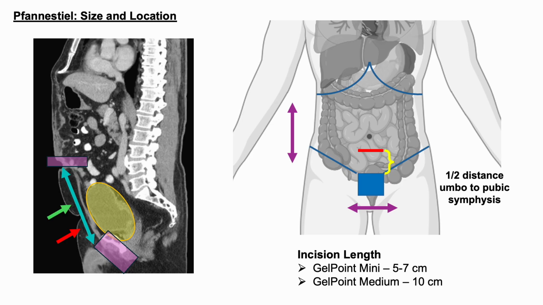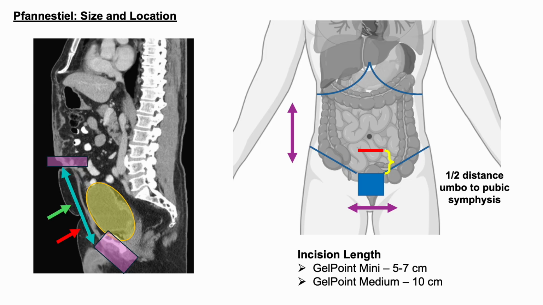All right, now let's pivot and consider the lateral dimension of the incision. Typically, Pfannenstiel incisions are going to be made with a distance of either 5 to 7 centimeters, usually with a GelPoint Mini placed into it, or it'll be approximately 10 centimeters with a medium-sized GelPoint. I think that the smaller 5 to 7 centimeter incision works fine for most cases. The soft tissue and fascia can be undermined underneath the skin to make the opening bigger for specimen extraction.